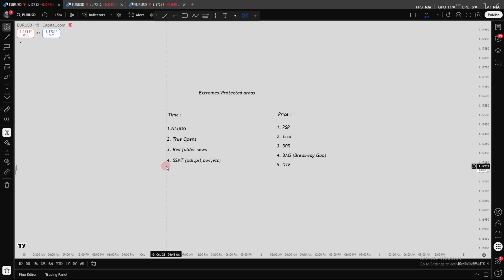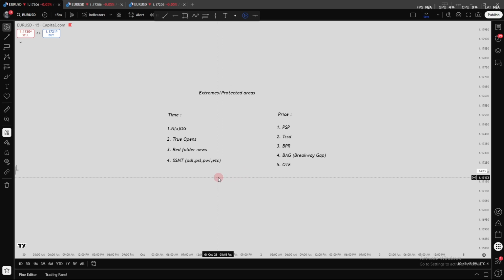And then we have your SSMT. The reason this is in the time aspect and not the price is because of how we view SSMT. It's really just SMT at the previous day, session, week, month low, etc., giving you the important liquidity and removing the buzzword from sequential. This is just SMT at a key time. And then obviously you combine that with any of these, you're going to have a protected area most of the time.